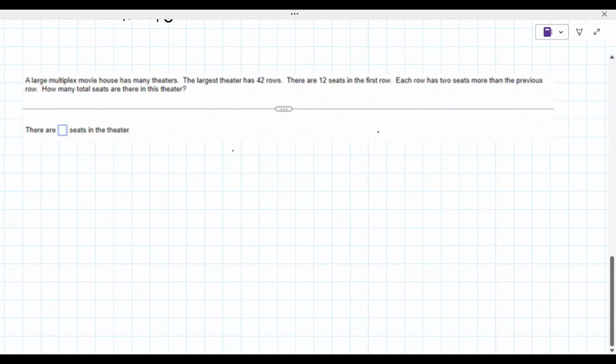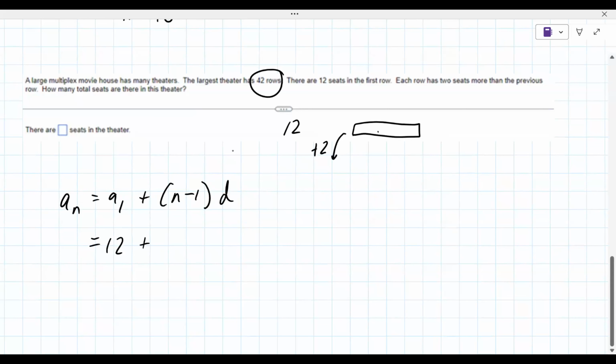Okay, so there are 12 seats in the first row. That's true, but then it says 42 rows, and each row goes up by 2. So I messed up here. A_N equals A_1 plus N minus 1 times D. There's 12 in the first row. There are 42 rows, and the difference is 2. So we're going to find out how many are in the last row using the formula. So that's where I misunderstood this. It's going to be a lot.